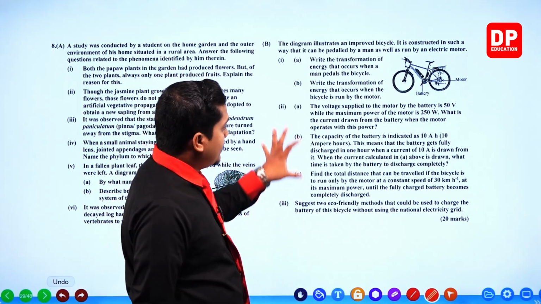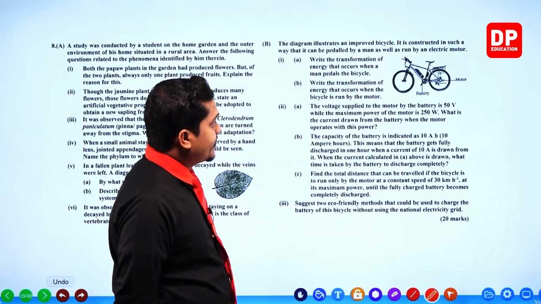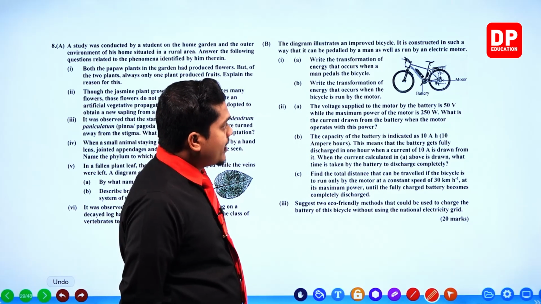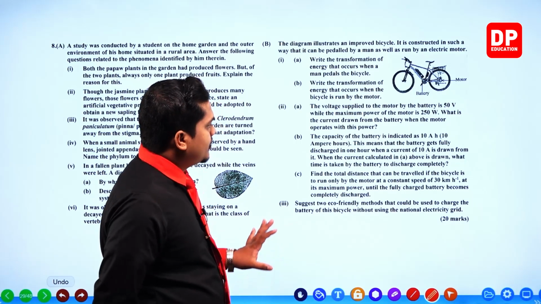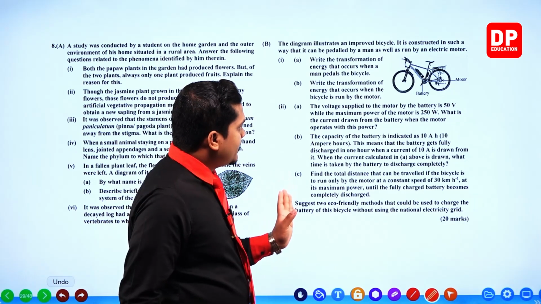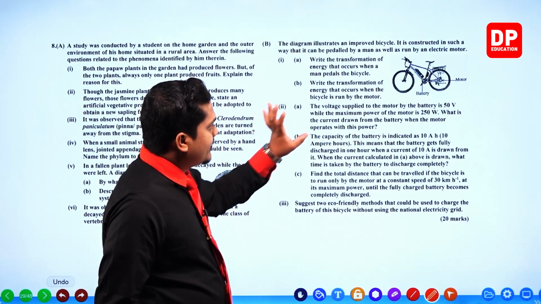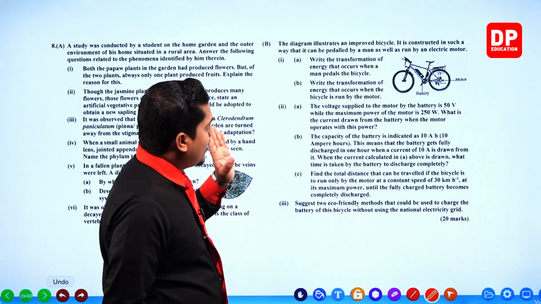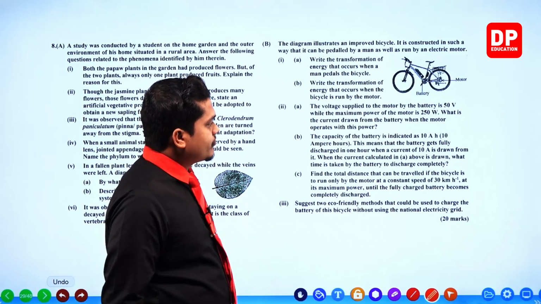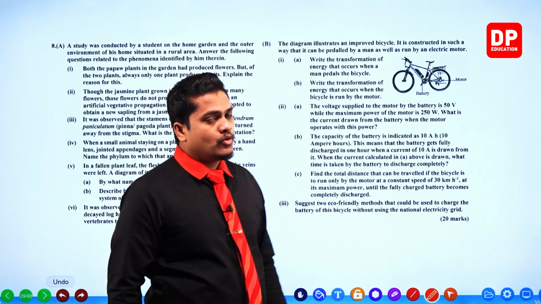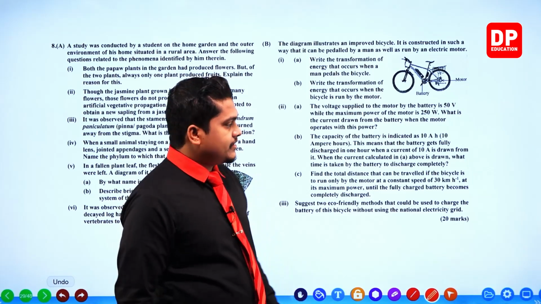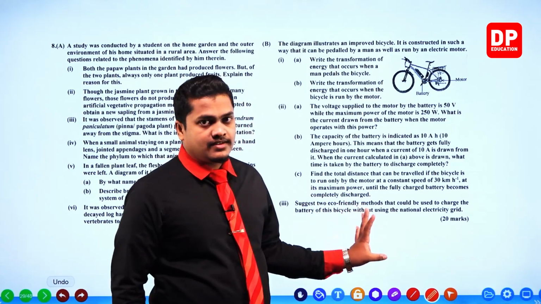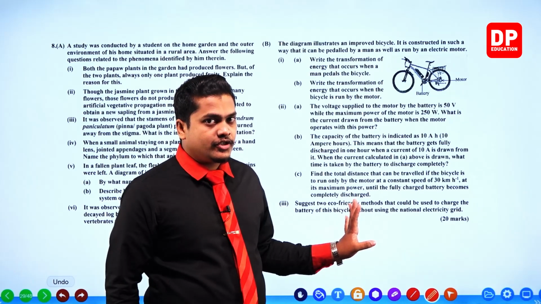Then part B, here you can observe, my dear children, a bicycle which is running from a motor, and a battery is there also. So power and voltage is given related to the battery. Then it also asks about the energy transformation, then operation of the electric motor and the other stuff. So you can clearly observe that this is from physics, right? This is from physics, my dear children.